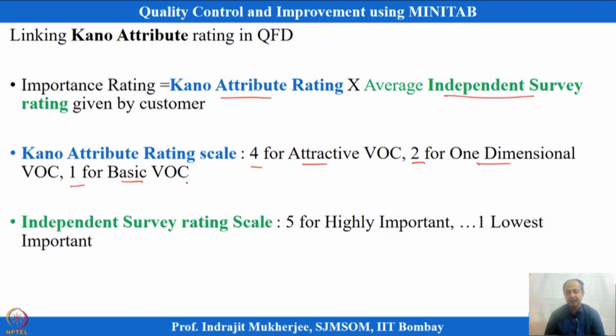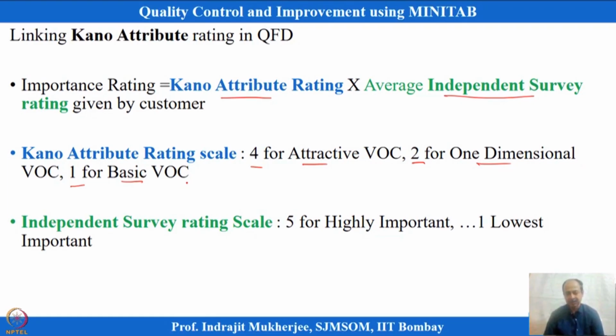Reversible and reverse we are not interested in, and indifferent also we are not interested in, because in the QFD we only put attractive, one dimensional and basic, because that is the core. That is the core, and that will define the CTQs basically. If it is indifferent, that dimension is not so important, we can drop that from the design. We are not concerned about addressing that one, and reversal anyway they will not include in the design.